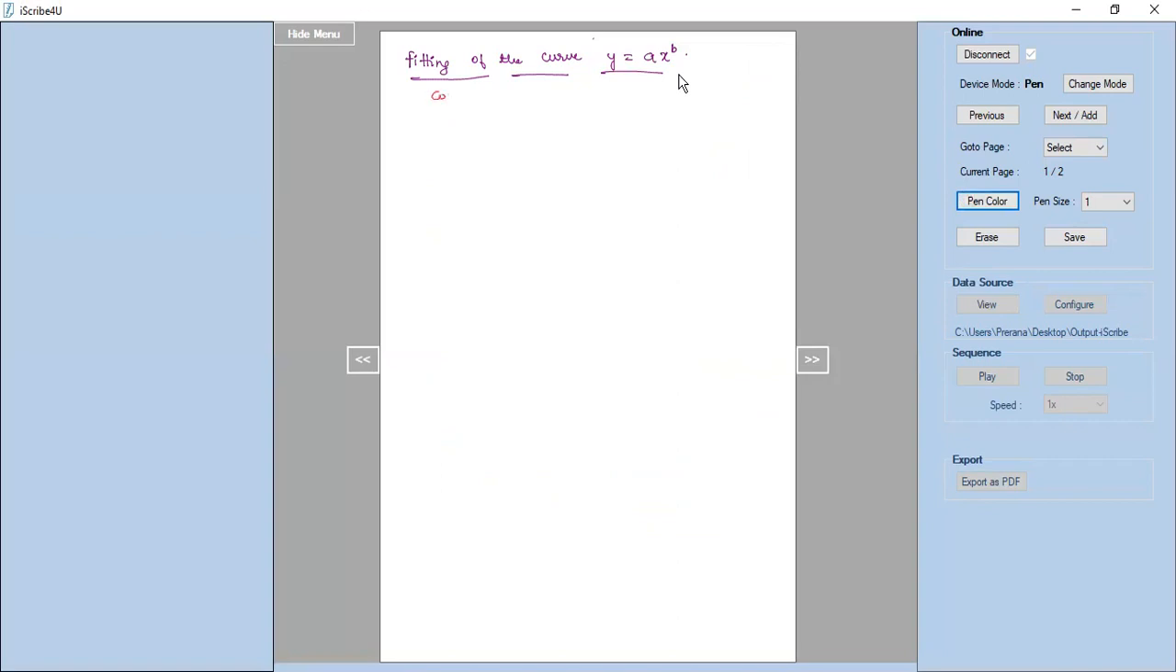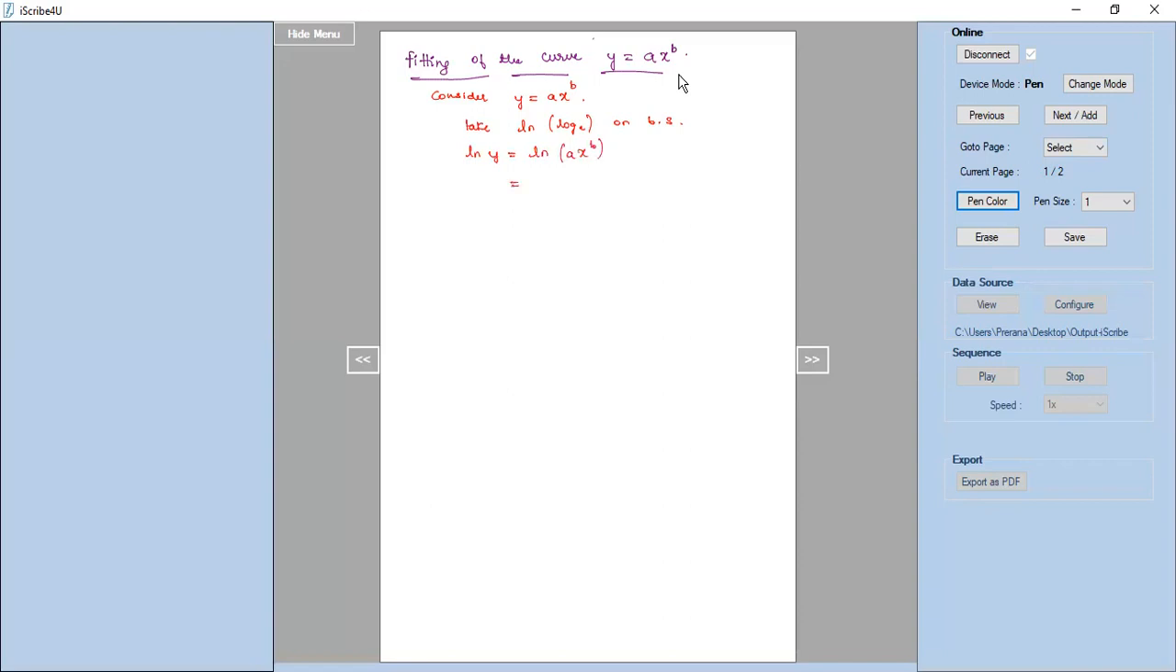So first we consider the given curve y is equal to ax power b. For any curves which are of this form, we take natural logarithm on both sides, which I'll represent as ln, because we see ln itself in our calculator for natural logarithm. So we take ln on both sides. This is nothing but log to the base e on both sides, natural logarithm, which will give us ln y is equal to ln of a into x power b.